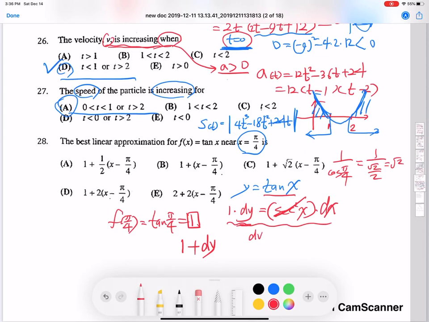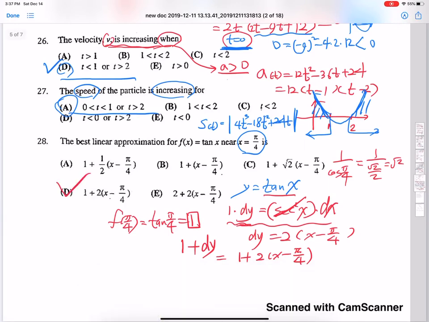dy equals 2 times dx. What is dx? X difference. X minus pi over 4. That's why our answer should be 1 plus dy, 1 plus 2 times x minus pi over 4. 1 plus 2 times, D is the answer. Next problem.